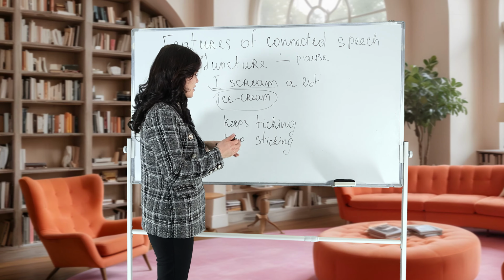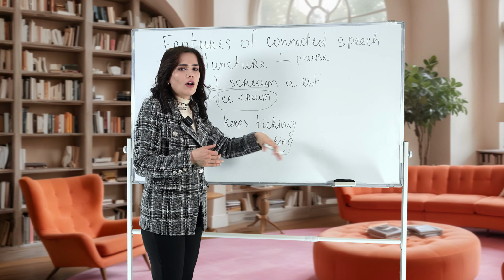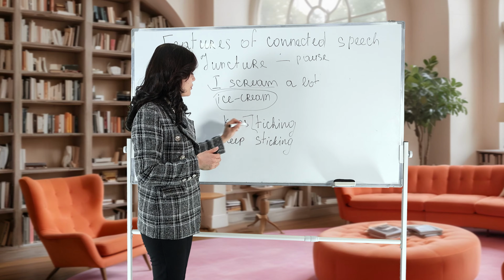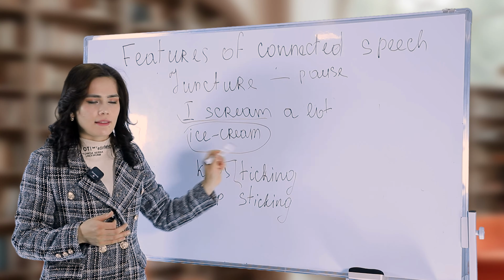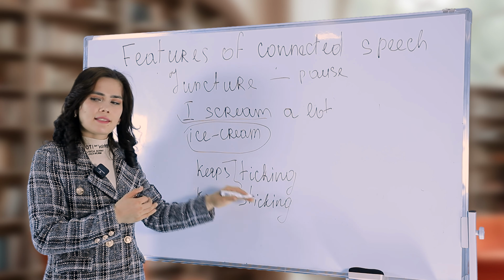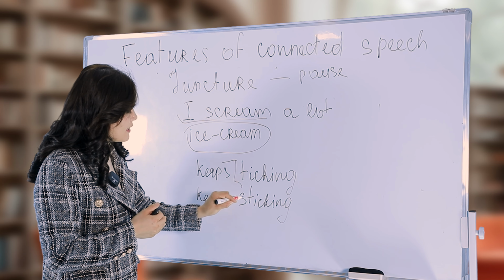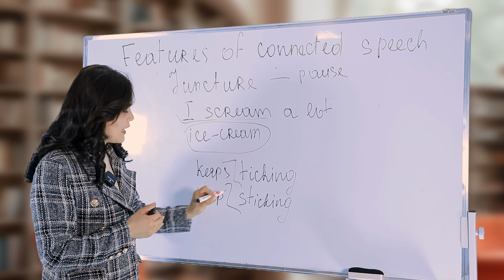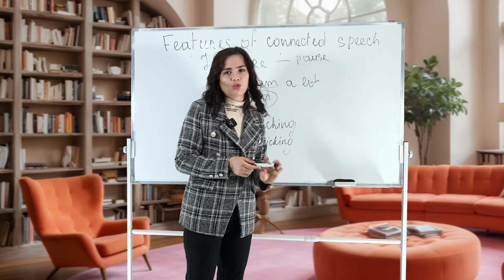Here you can see another example for juncture. The clock keeps ticking all the time. Here you can see the pause that is used to differentiate these phrases, between S and T: keeps ticking. So in the following example, we can see the boys keep sticking things on the wall. Here, S and T are pronounced together after the pause between P and S. Am I understood? So let's make a conclusion.